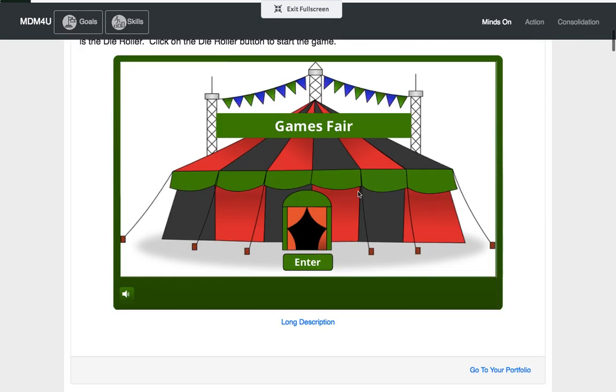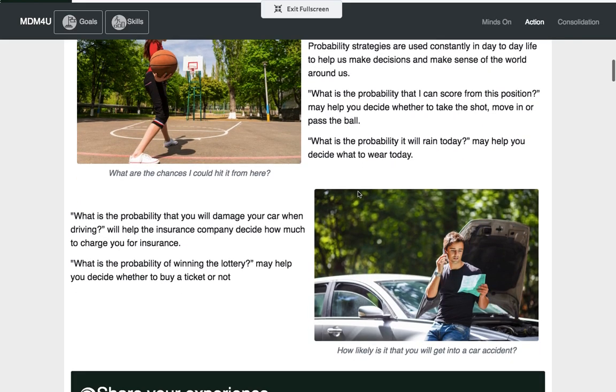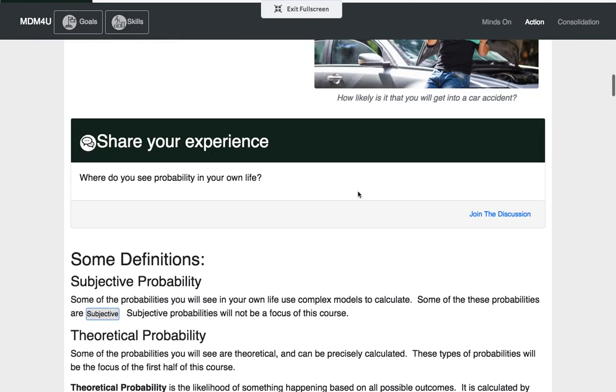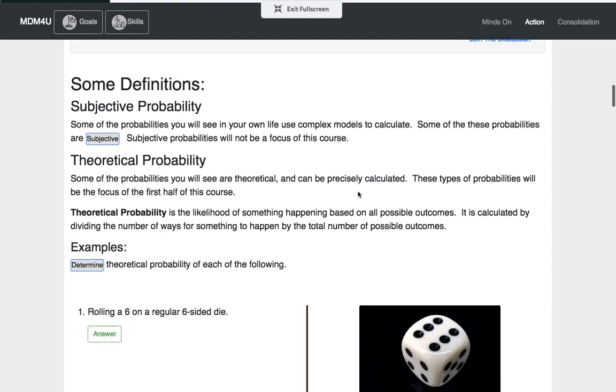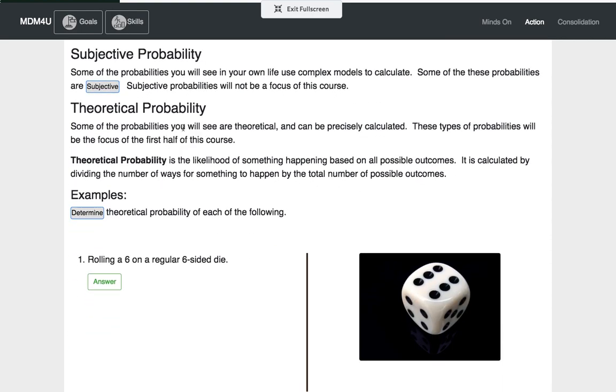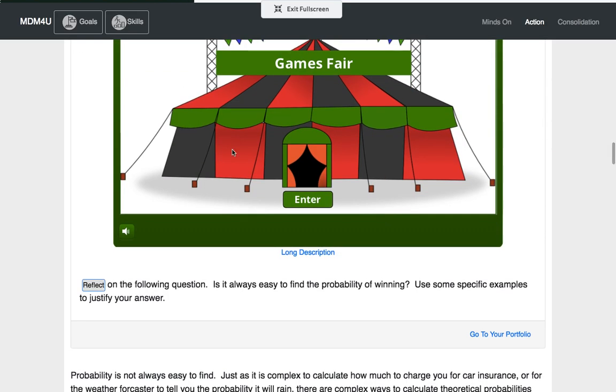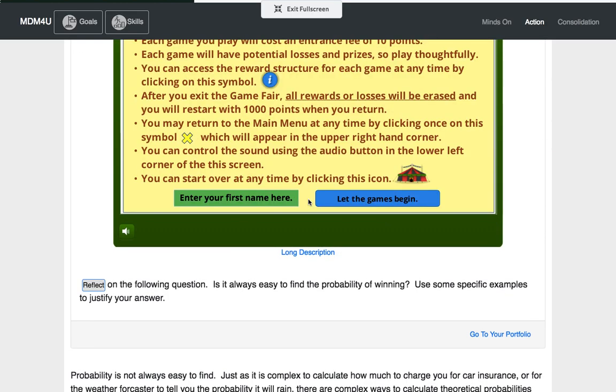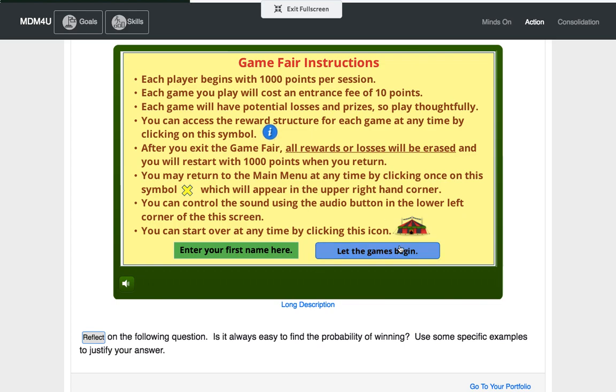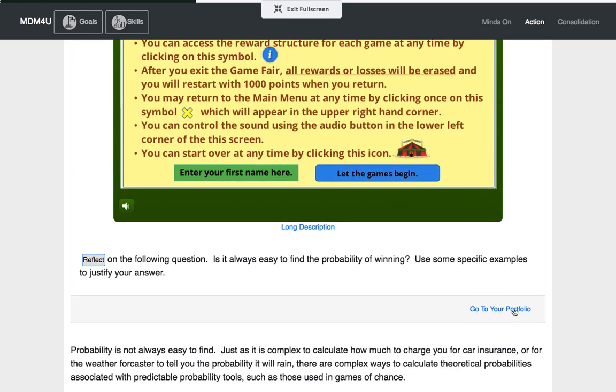So again, you're going to go through it, and it talks about probability, experimental versus theoretical. So theoretical is what should happen, and experimental is what does happen. So you can see some of the solutions here. Go to the Games Fair, you enter it, and you can, if you want to, go to your portfolio that I said earlier. That's an option for you to submit some evidence of your learning, and I'll show you that later on in the video how to do that.